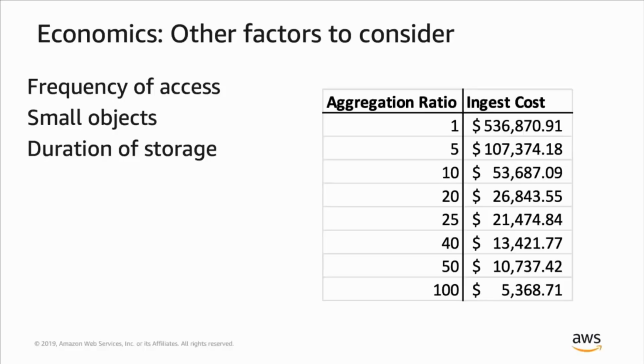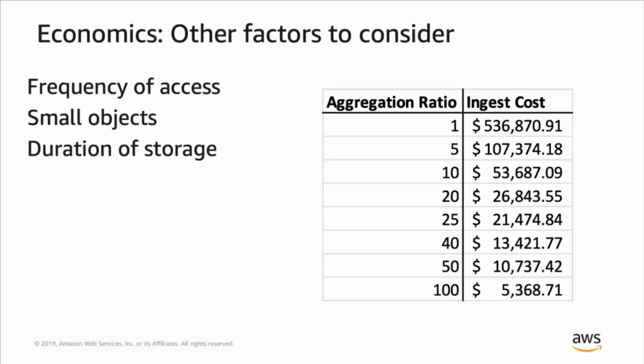A recommended way to solve this is to aggregate your objects. So I've included this little graph on the screen here with a sensitivity table, which shows what your ingest cost would look like for an example that's fairly similar to the one that we just talked through in the other economic example, but assuming that those files were 25 kilobytes instead of 25 gigabytes. You can see the ingest cost, if you put those all individually into Deep Archive, is very, very high. It's more than $500,000.